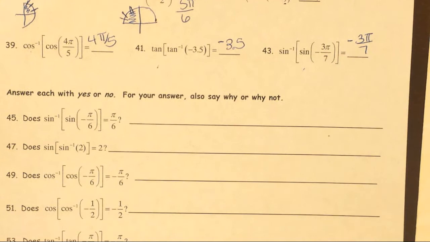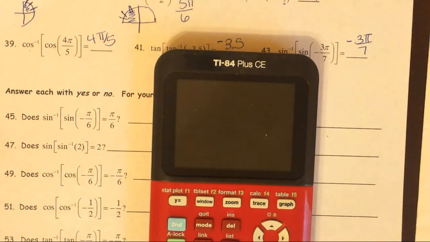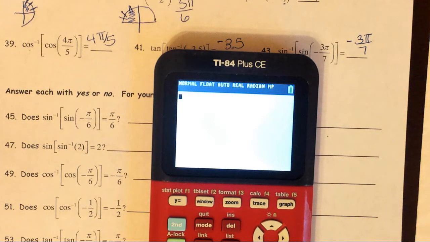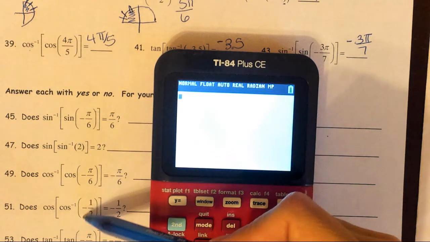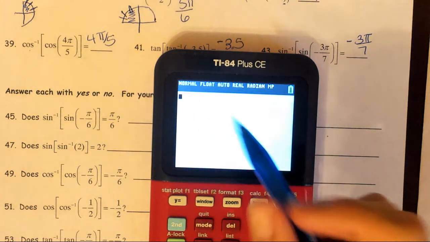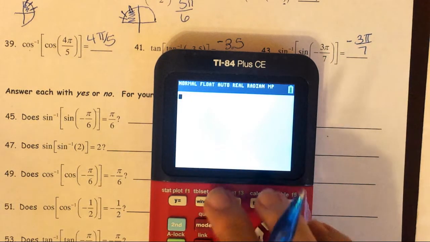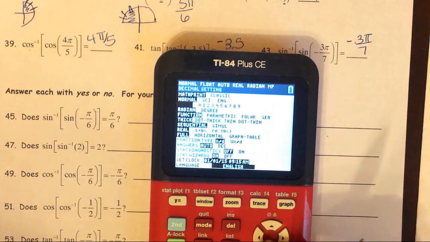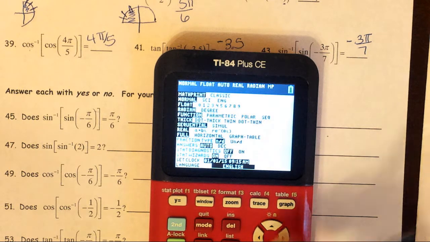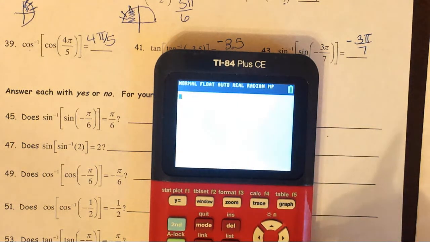On 45 through 55, we talked about learning how to do them in our calculators, and so that's what I'm going to focus on right here. You'll notice that all of these problems have a pi in one part or another. So we're going to change our mode to radian mode. Go to mode and make sure radian is highlighted. A lot of times that's where your calculator already starts, but just double check it.